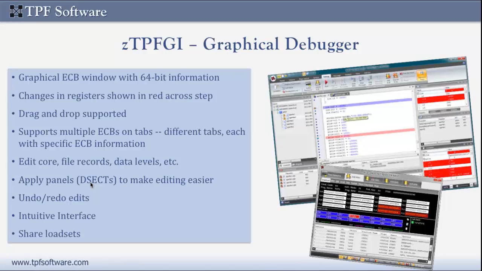When we get into more detailed discussion, in zTPFGI there is a tab called System tab. Under the System tab you have panels. You can click on that button, and in the drop down you will see all the panels available for that customer environment. You can choose the panel you want to apply on the core, and then look at the variable name and the variable value. You don't have to remember the displacements or anything.